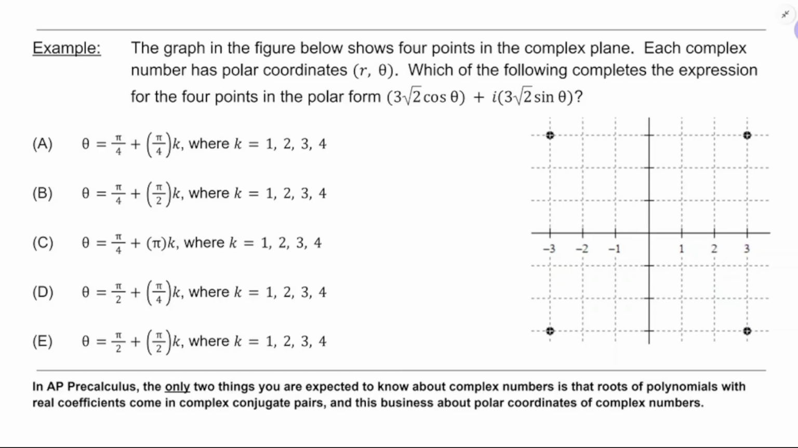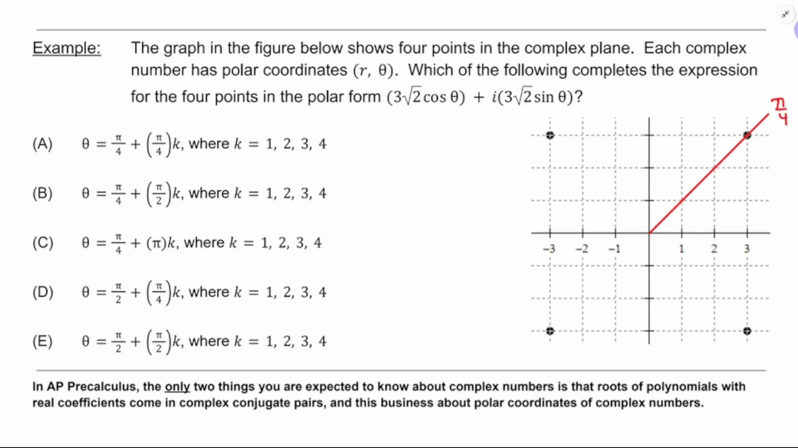We know it doesn't matter if the i goes in front or the back, right? 4 times 3 is the same as 3 times 4. So it's really just a question of what is theta for these 4 points, right? Because if it's 3 and 3, we will have 3 root 2, just like I said earlier. So what is theta here? Well, this one right here, that's looking like pi over 4 to me.